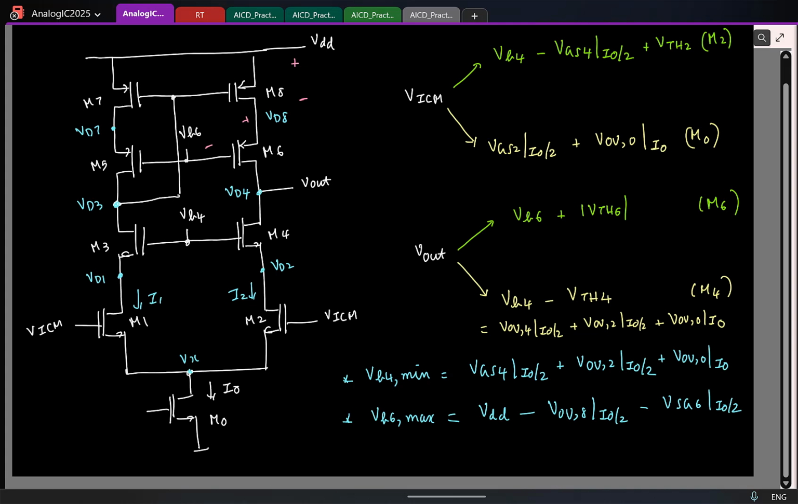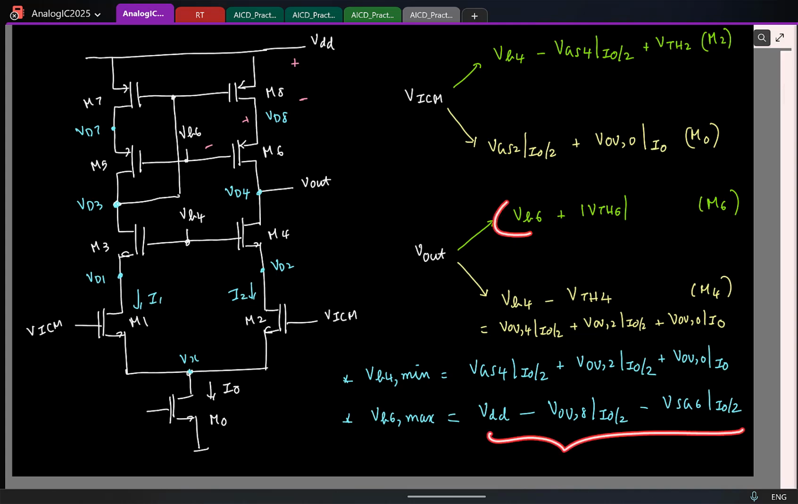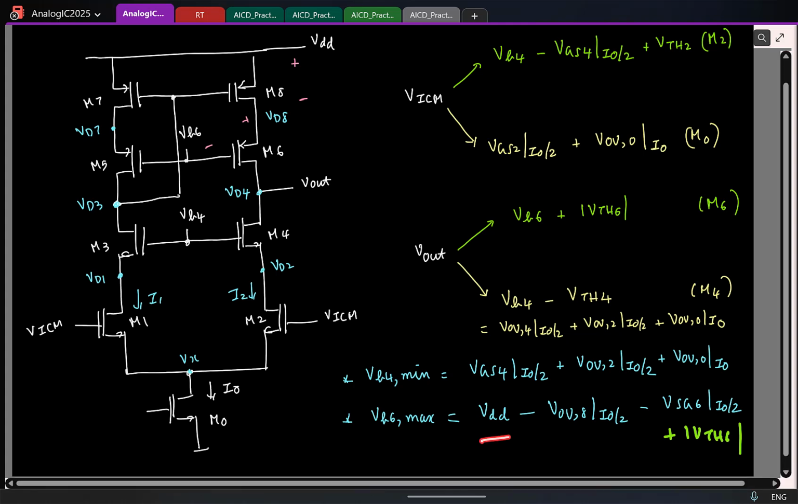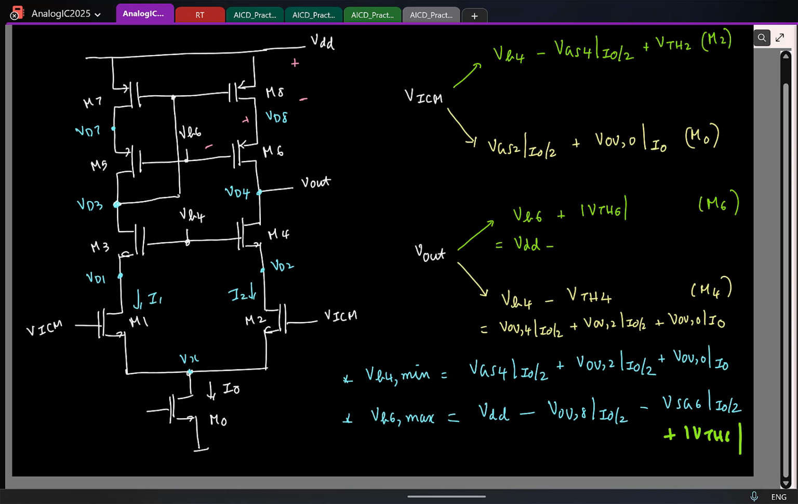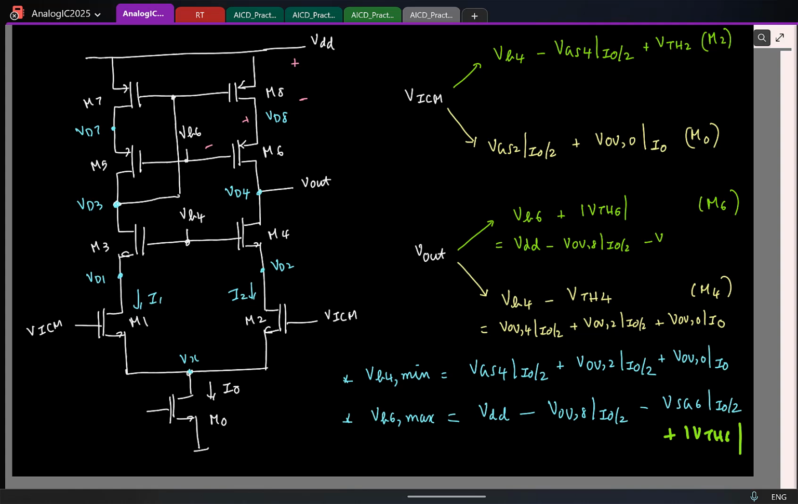Cool. So now let's write the maximum here. Vout max is this VB6 plus a threshold voltage. So this is going to be plus mod VTH6, right? So that will be VDD minus overdrive of M8, and what will this be? So I can now write it directly. This is VDD minus overdrive of M8 at a current I0 by 2 minus overdrive of M6 at a current I0 by 2.